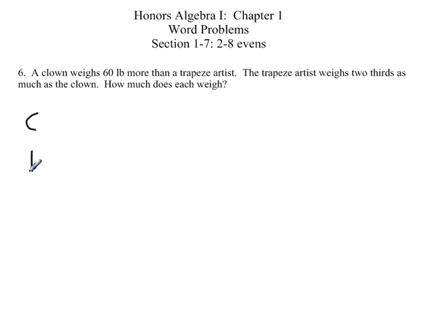So we'll do C and T for clown and trapeze artist. I'm just going to use the first statement to set my relationship up as I did in the last two. If the clown weighs 60 pounds more than a trapeze artist, I'm going to set the trapeze artist as X, the weight of the trapeze artist. The clown weighs 60 pounds more, which will be X plus 60.